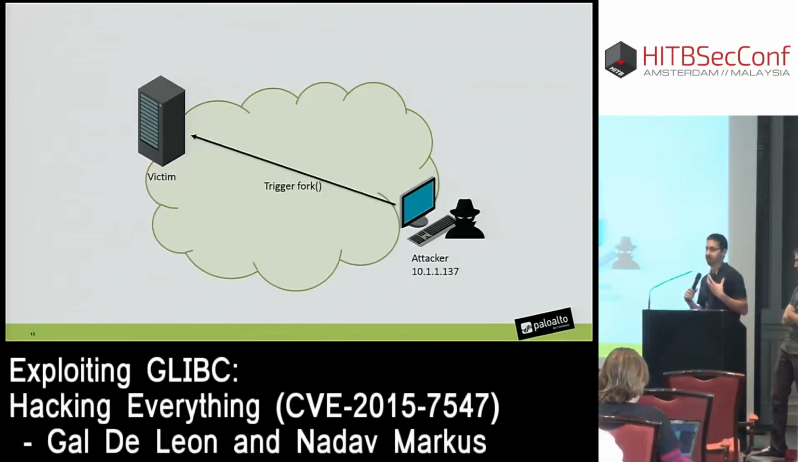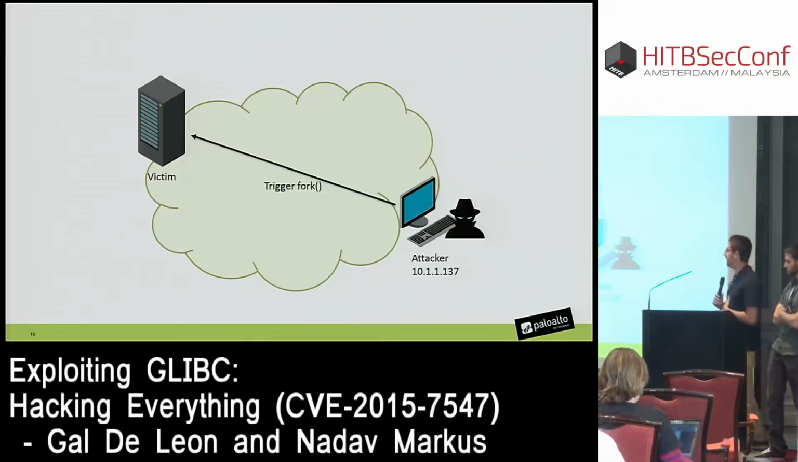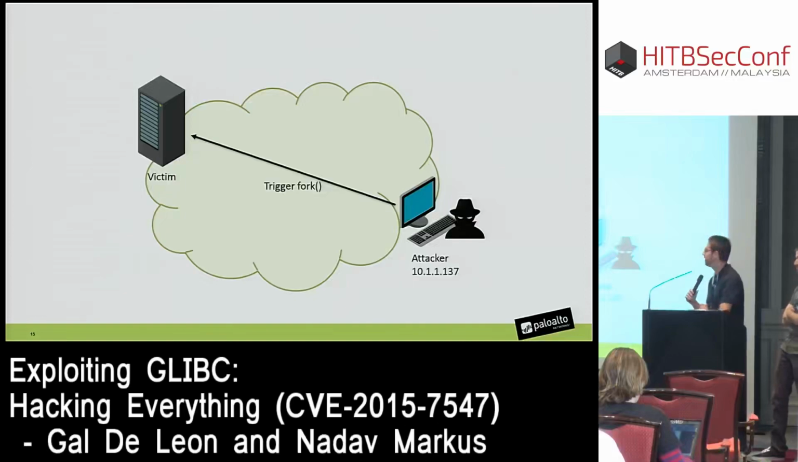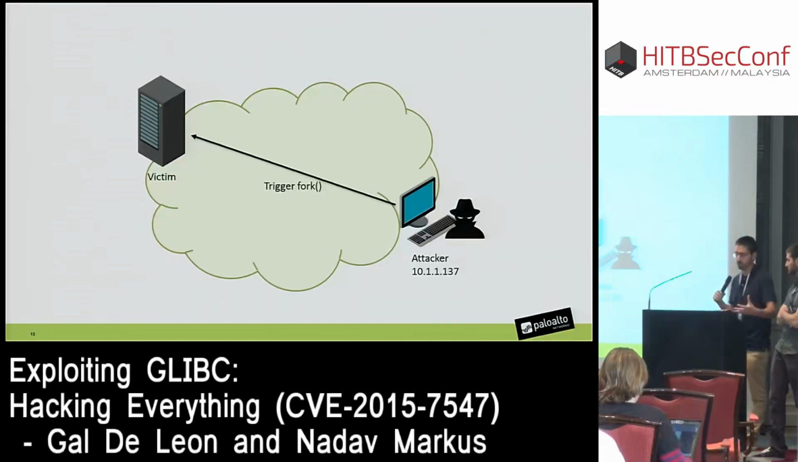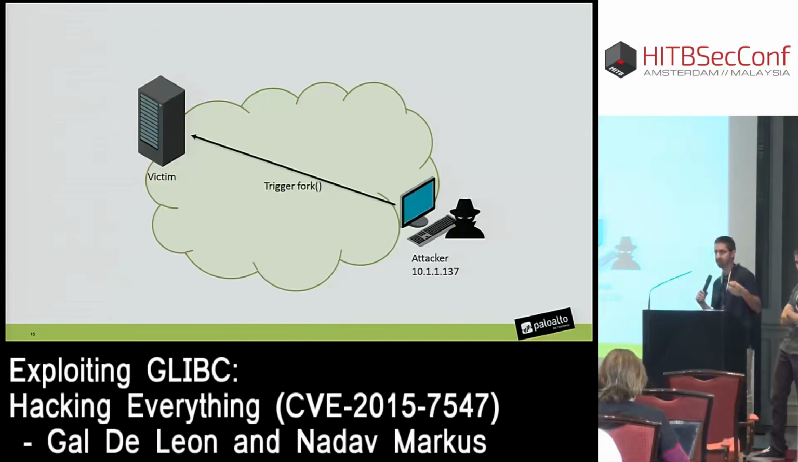So let's discuss the exploitation technique. This slide is very important. We assume that the attacker has some way to affect the targeted victim daemon service in such a way that it can trigger a fork operation of that service remotely. Let's just take a real-life example for that. Let's say that the process that we try to exploit is an HTTP server. So that HTTP server would listen on port 80, for instance, on the victim machine. Then the attacker will perform an HTTP request to that process, which will cause the daemon process to fork itself in order to handle the attacker's request.